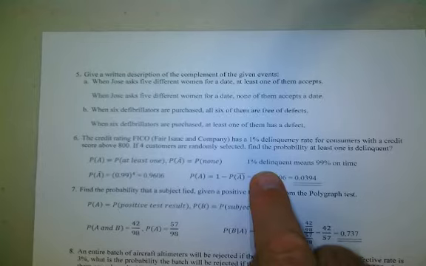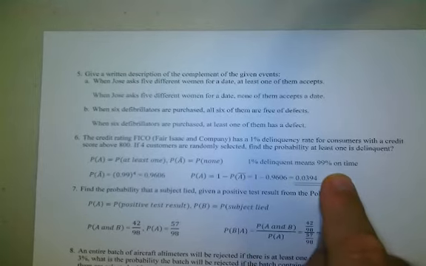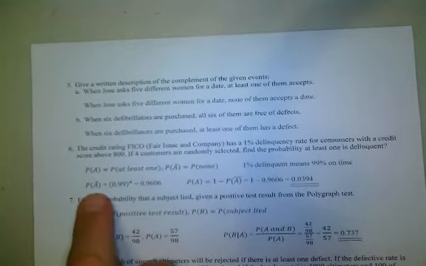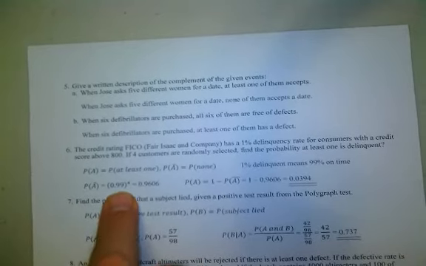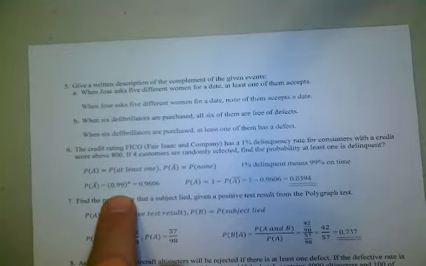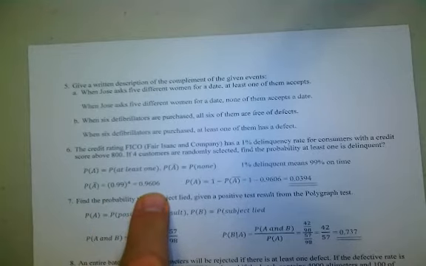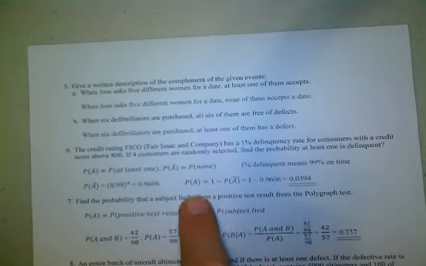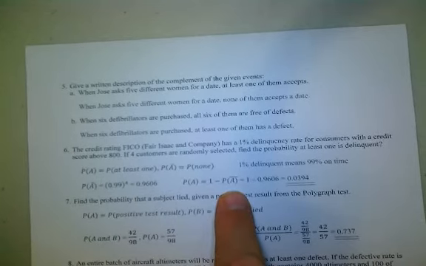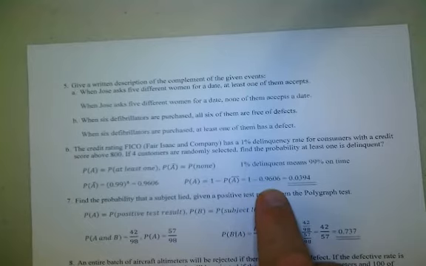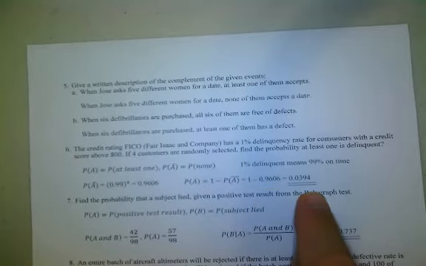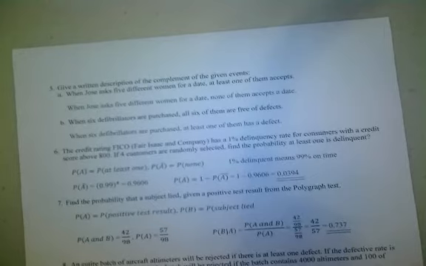Now, if 1% are delinquent, that means 99% are on time. So the not A case would be 0.99 to the fourth power, or the probability that none of them will be delinquent is 0.9606. Well, since the probability of at least one has to be 1 minus the probability of none, 1 minus 0.9606 is 0.0394, or just under 4% chance of being delinquent if they select 4 customers.